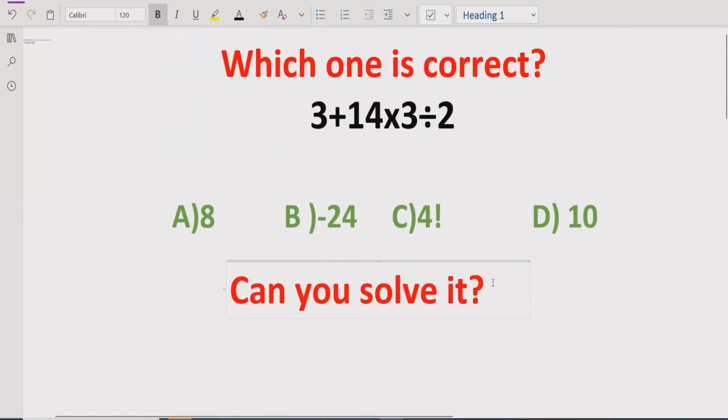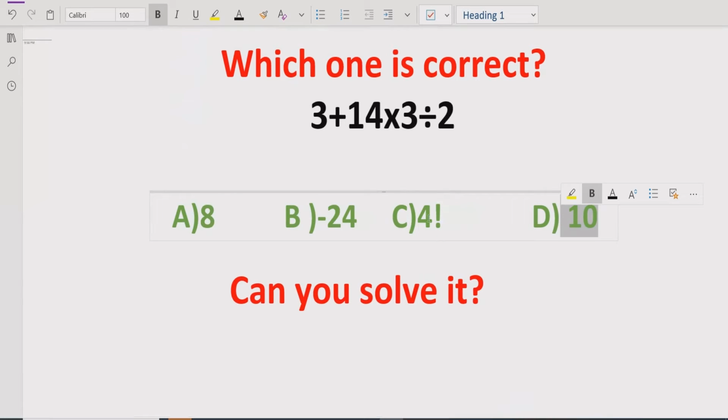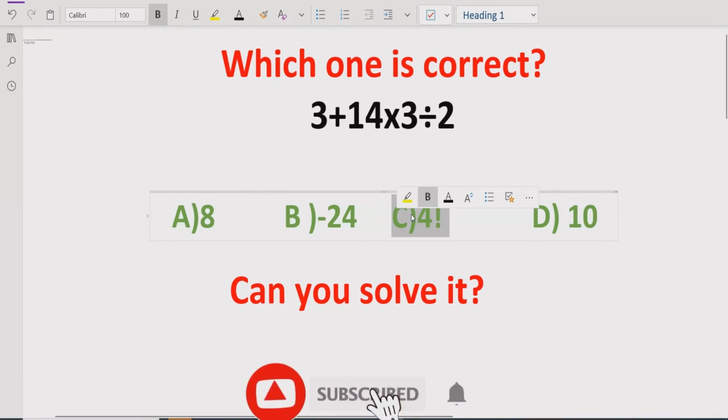Now move forward to the answer list. As you can see, here we have 8, one is minus 24, another is 4 factorial, and the fourth one is 10. Now we do not have a plain 24 answer. We have 24, but it's with a minus sign. So now let's find out 4 factorial. You will get the answer 24. So the correct answer of this expression is C.